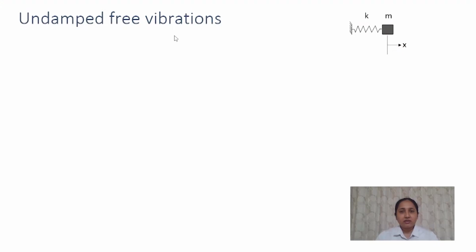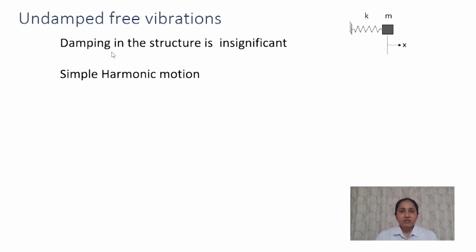Now we will discuss undamped free vibrations. Here we assume that there's no damping present in the system. So the system has a mass and some stiffness. It is unrealistic to assume that there's no damping present in the system because any real system will have some amount of damping present in it. So this assumption is valid when the damping in the structure is very insignificant, and these types of vibrations are also known as simple harmonic motion.